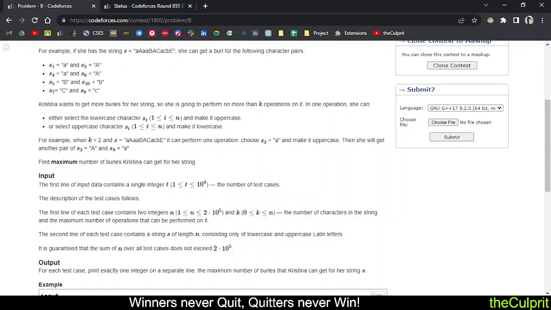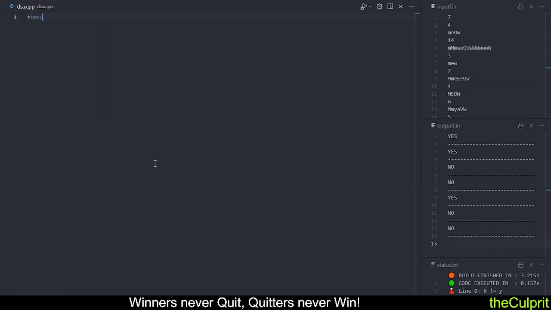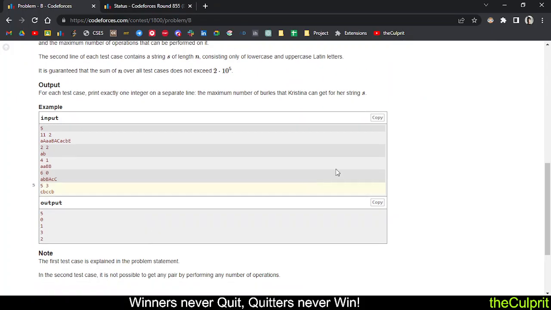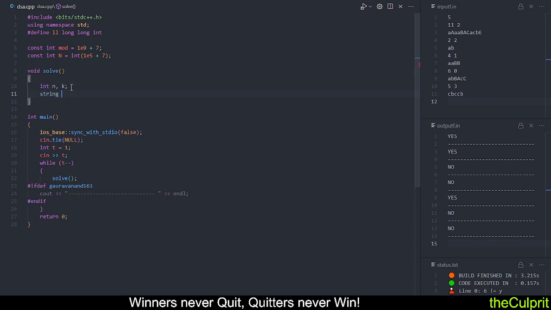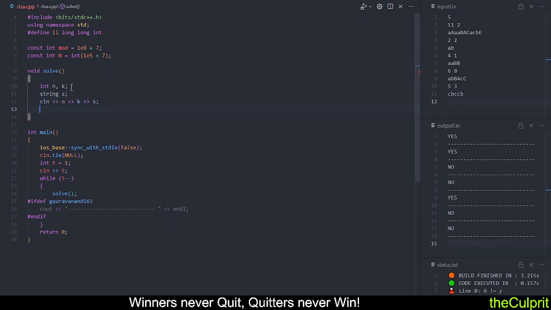Let's start with the code. This will be better understood by the code with the input. Paste it here. N, the strings. Now we would maintain a map of char comma int.